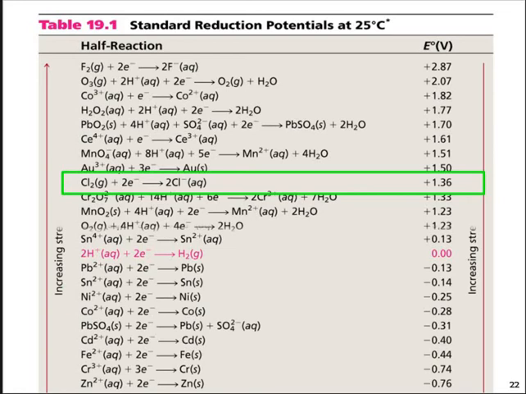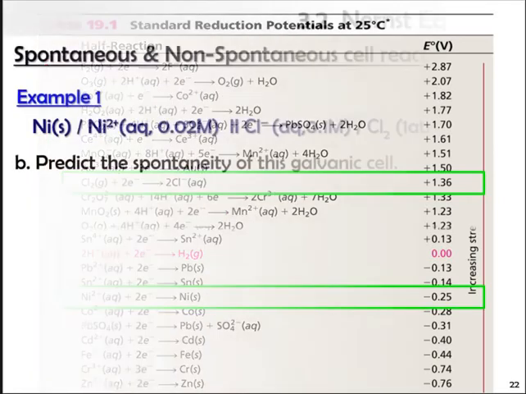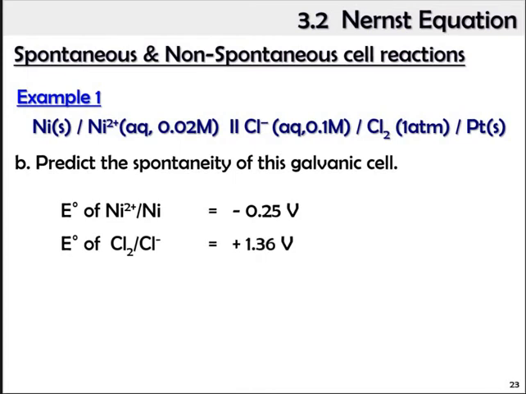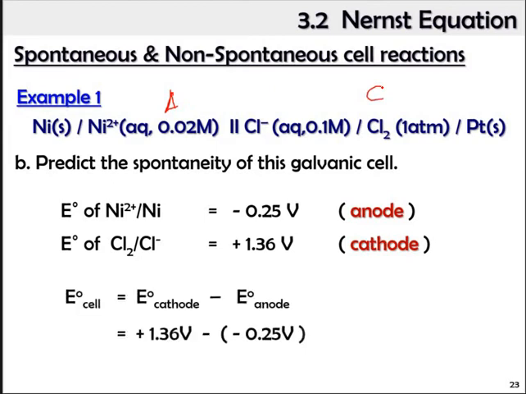Okay, and then for nickel, negative 0.25 volts. So when we want to predict the spontaneity of this galvanic cell, from the value kita dapat daripada SRP, and then from the cell notation kita dapati Cl2 adalah cathode, nickel adalah anode. So find the E0 cell first using E0 cathode minus E0 anode. Masukkan nilai dan dapat jawapan akhir positif 1.61 volt.